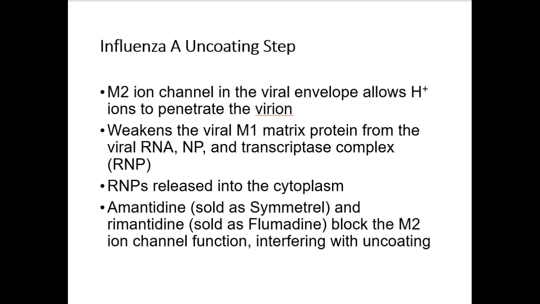So the next step is uncoating. So we get out of the endosome, and kind of right after that, or concurrently, we've got the M2 protein and the M2 ion channel. This is very important. It's pH dependent and allows some protons to get inside the virus. Not too many, but enough. This weakens the other matrix protein, M1, and this allows the matrix to sort of fall apart at the right time, so then the genomes can get into the cell.